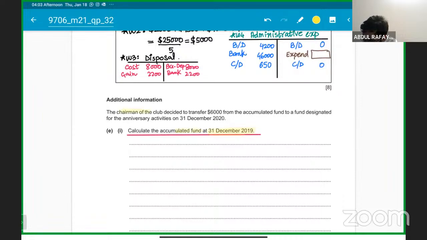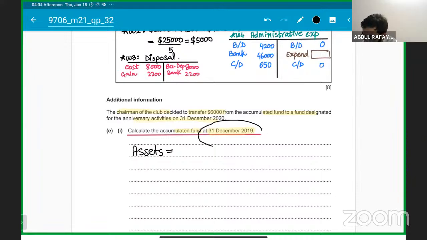The chairman of the club decided to transfer 6,000 from the accumulated fund for the anniversary activities. So we will see how the accumulated fund comes out. It's very simple. Accumulated fund is basically all the assets, you add the assets, students, minus the liabilities. That will be the accumulated fund for the end of the year. Okay, students, so let's do it.